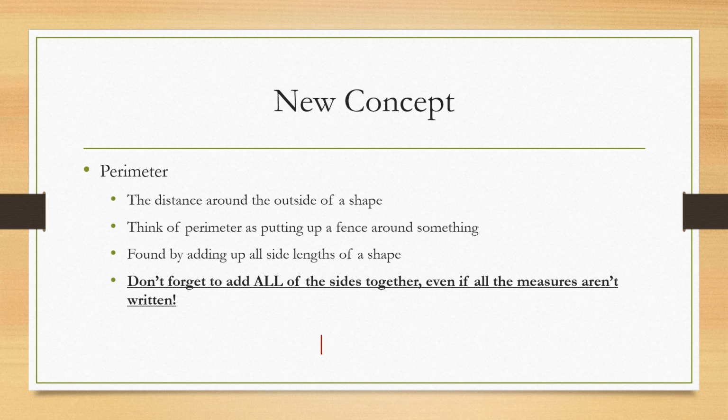Here, let me draw a picture of it for you. So we've got a rectangle. Say this length is 4 and this length is 2, and that's all they give you. Then you also know this is 4 because the top and bottom are the same, the length is the same, and you know this is 2 because the width, the shorter side, is also going to be the same. So you have to make sure you add all 4 sides. Don't just add what they give you. That will only give you half of the perimeter.